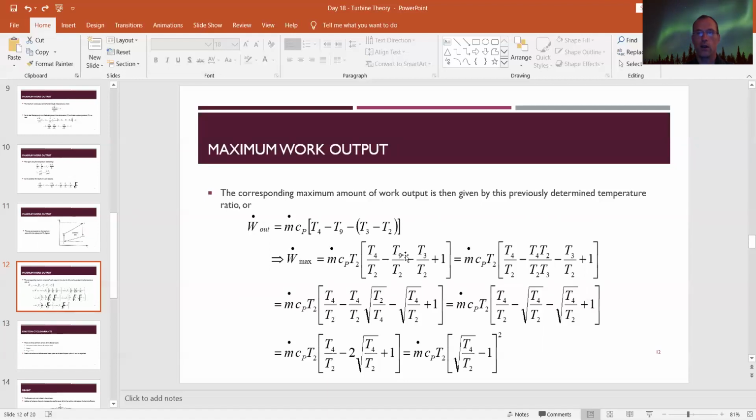But before I do that, remember that T9 is also going to depend on T3. So I should actually replace T9 with its T3 version. T9, if you remember, was T4 T2 over T3, so that term becomes that. And then, as I said, I have T3 over T2 here, so I'm going to replace it with the square root that we had previously.